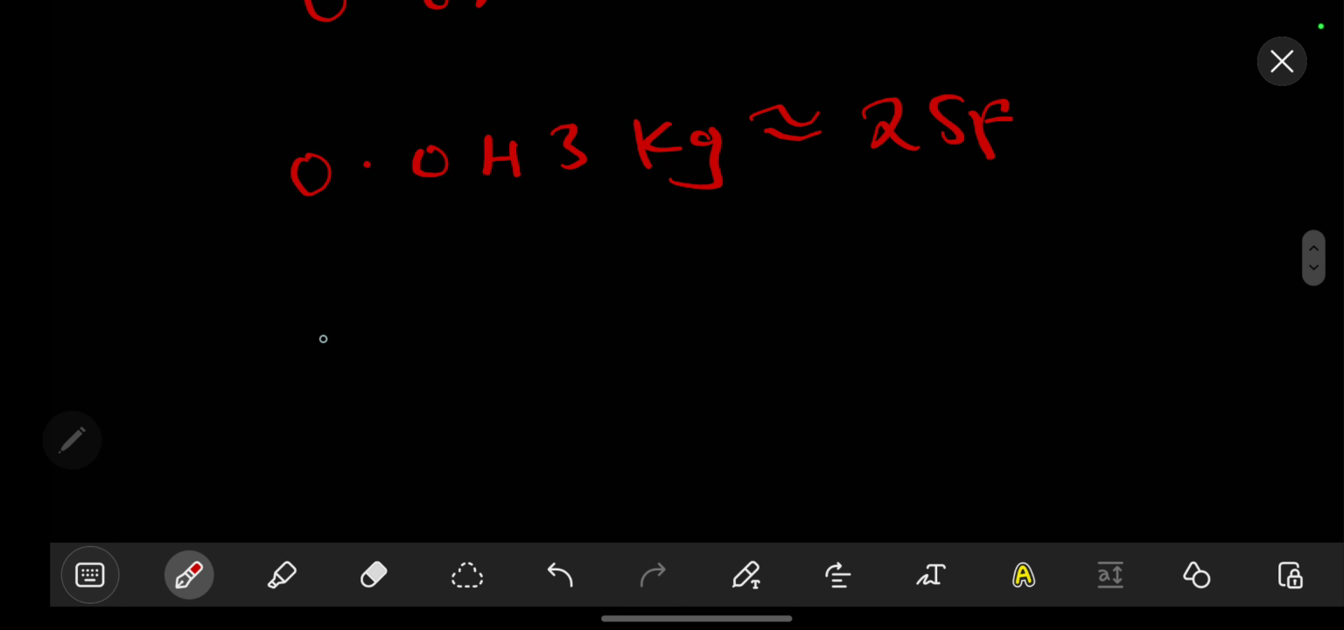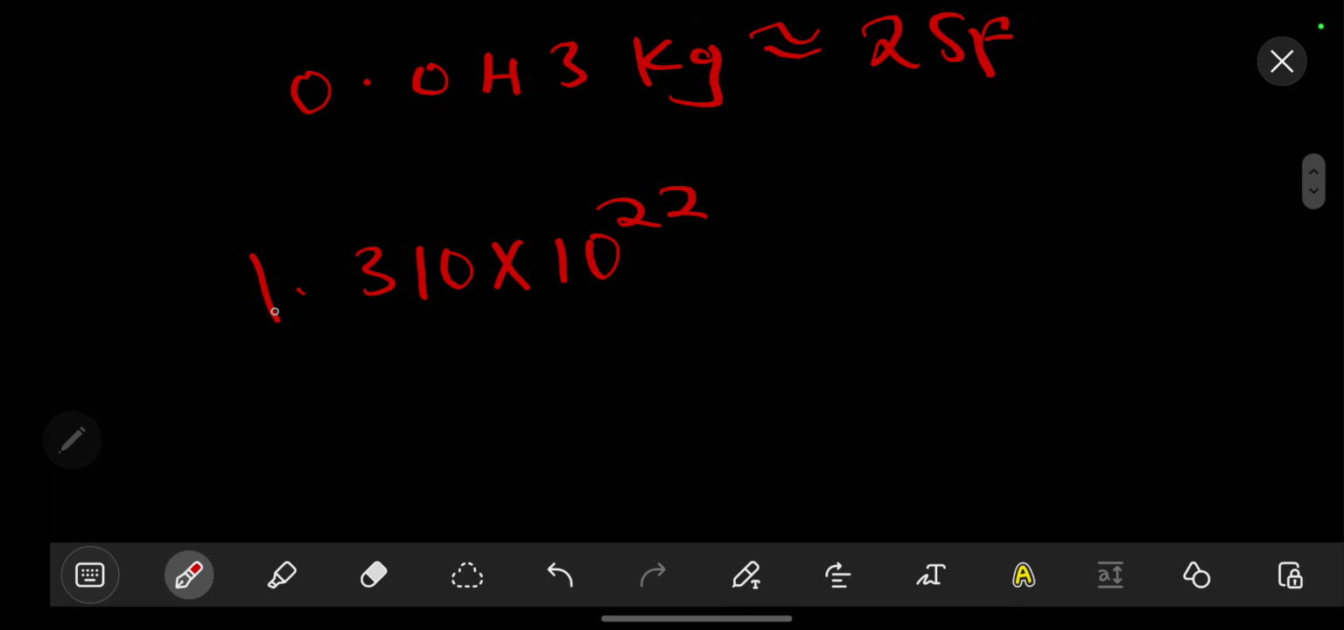Then when we look at 1.310 times 10 to the power of 22, don't let this power scare you. Just look at these. We have 1, 2, 3, 4. So just count here, ignoring this power. So the number of significant figures for this number will be 4 significant figures like that.